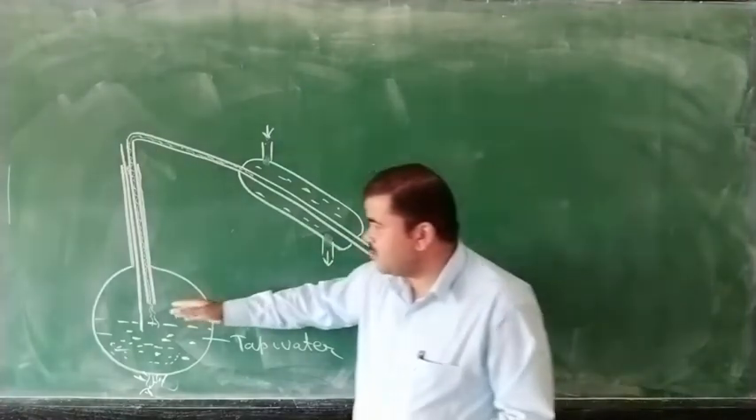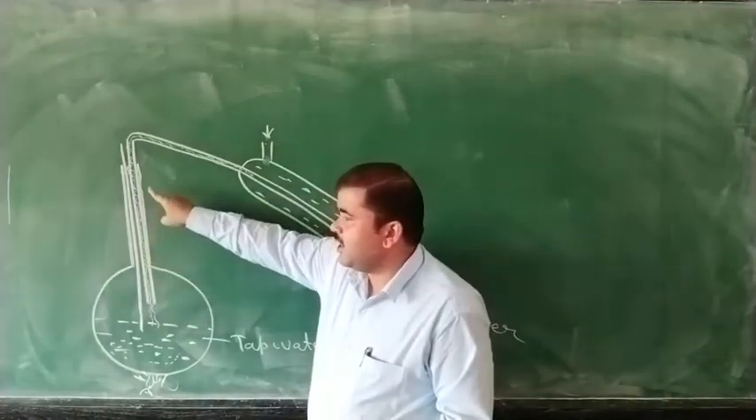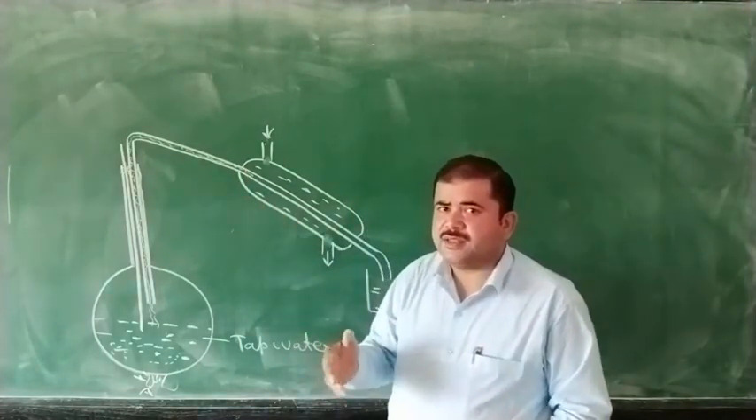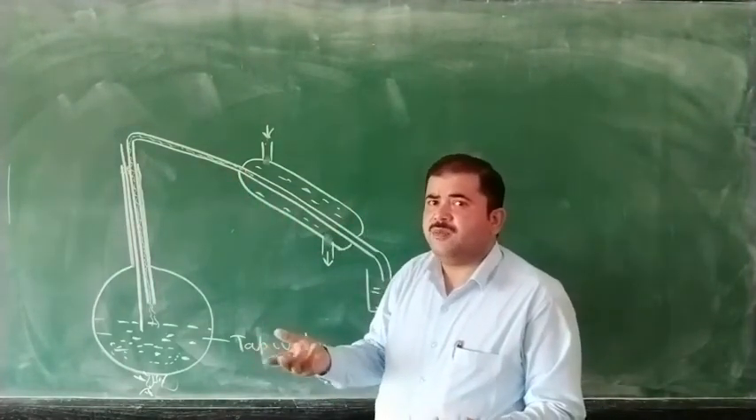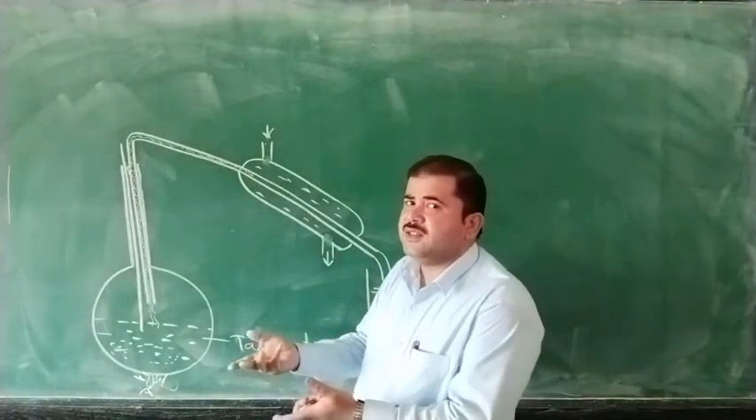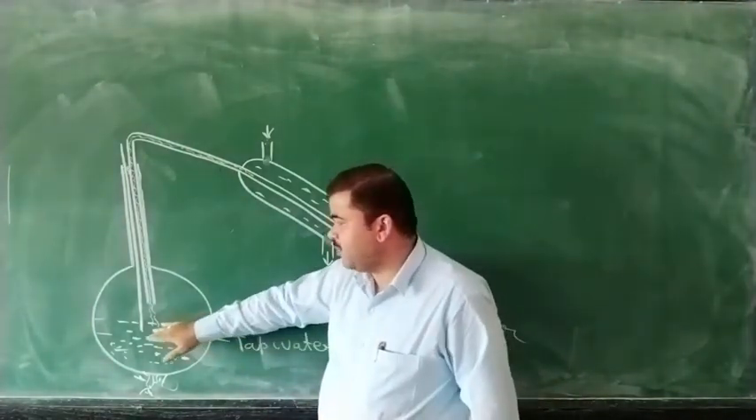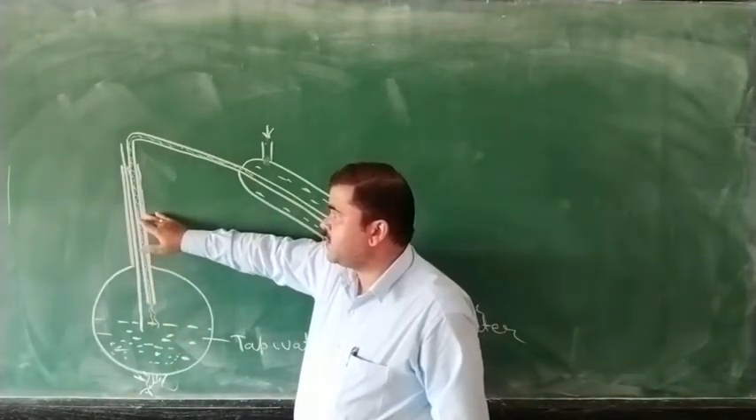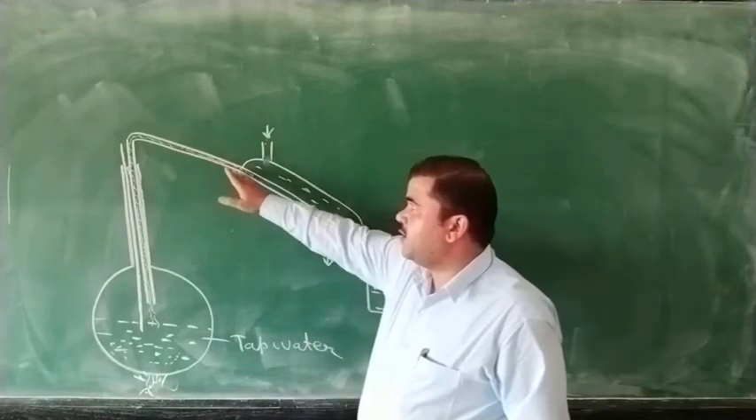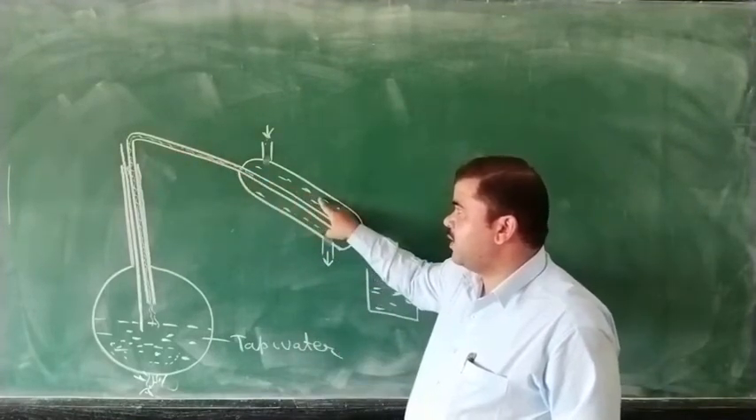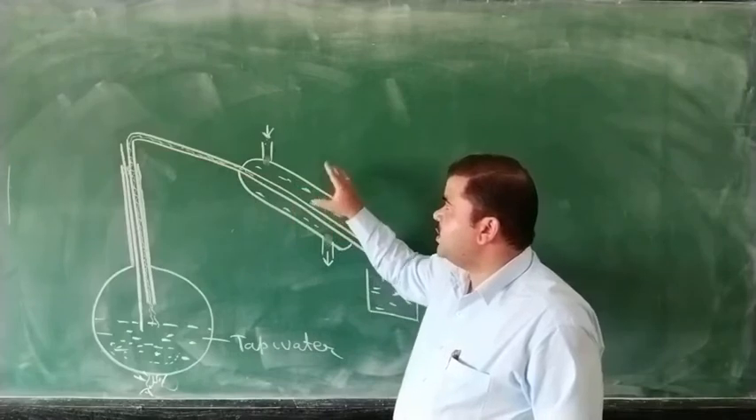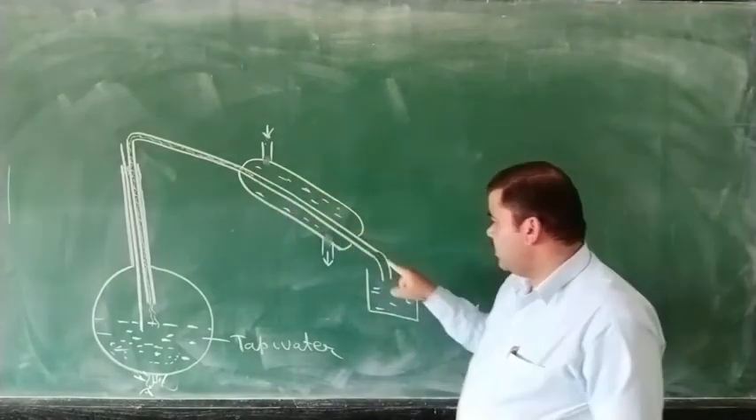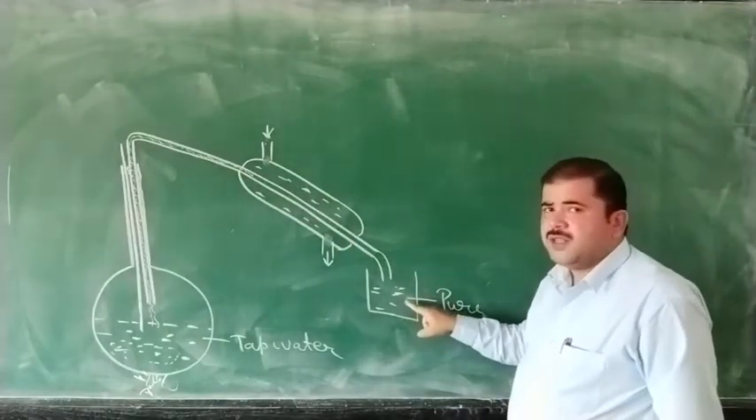Because by this method only water will change into the vapor form, because water is a volatile substance, and it changes into the gaseous form when we give the temperature of 100 degrees Celsius. If we give a little bit more than 100 degrees Celsius, the water will change into the gaseous form and pass through the delivery tube. Here one condenser is present, and this condenser condenses the vapor of the water into the liquid form. So here we will get the pure liquid.